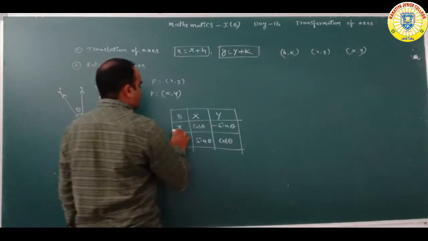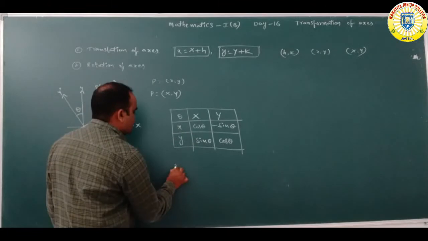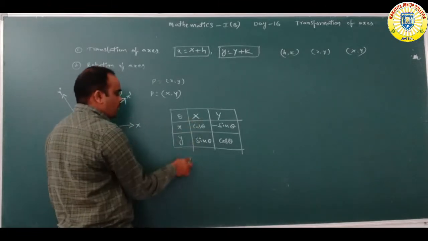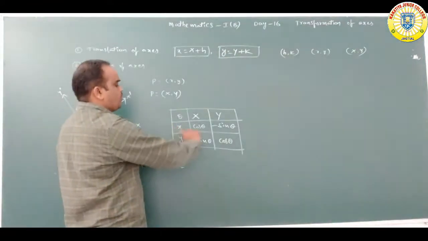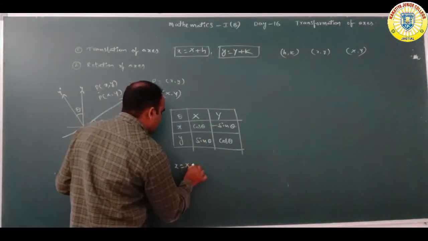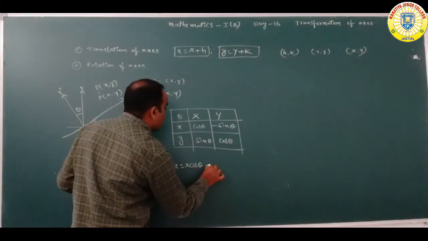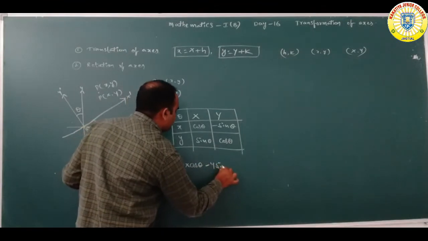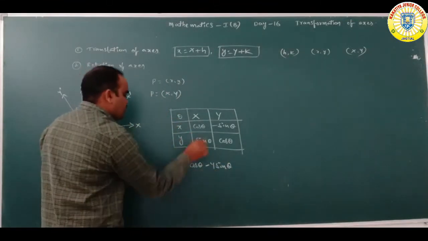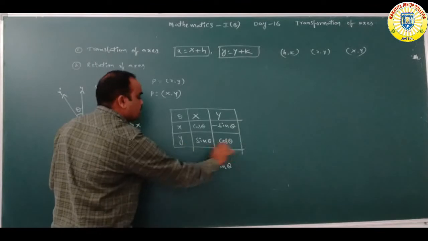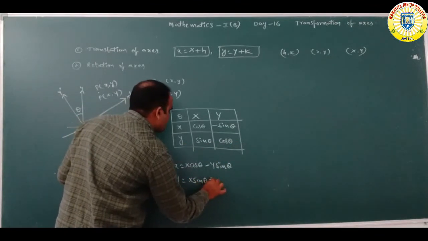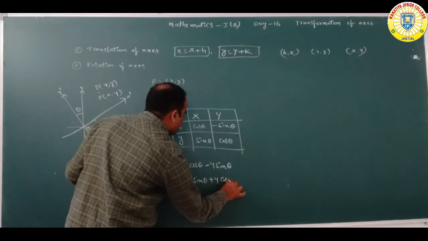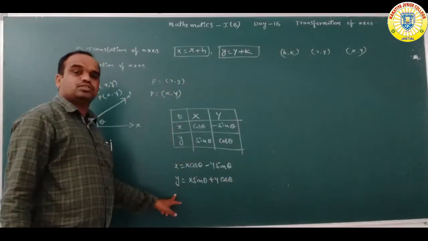Here we want small x comma small y, expressing the original variables in terms of the transformed variables. Small x is equal to, taking the horizontal line, capital X cos theta minus capital Y sin theta. For small y, also taking the horizontal line, capital X sin theta plus capital Y cos theta.